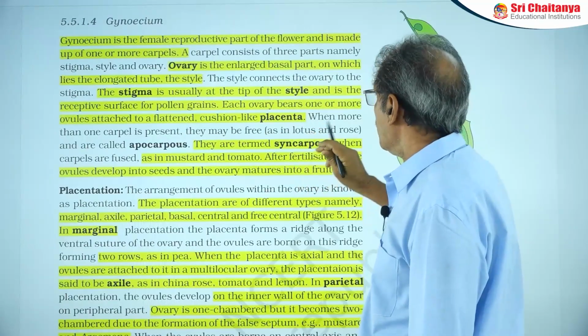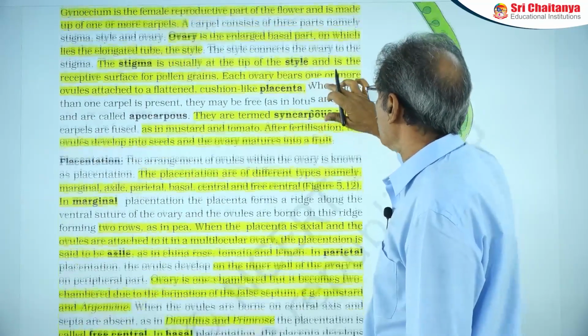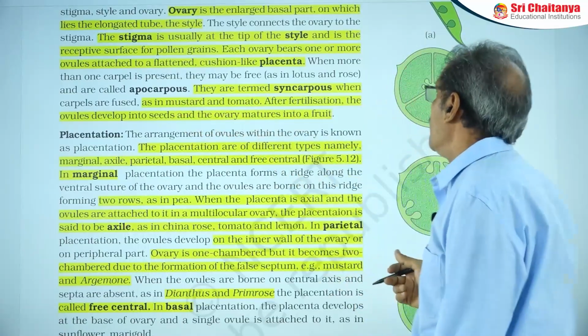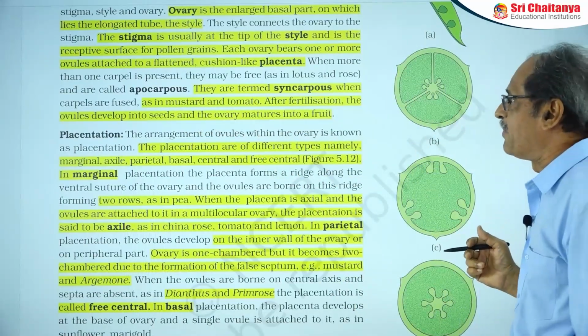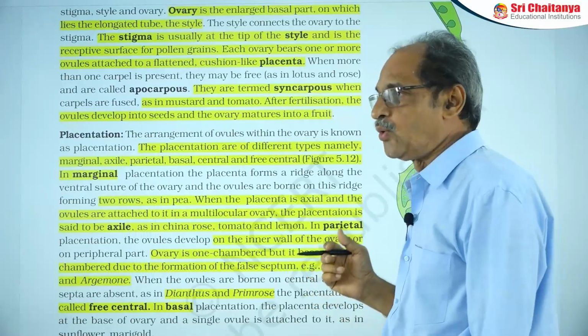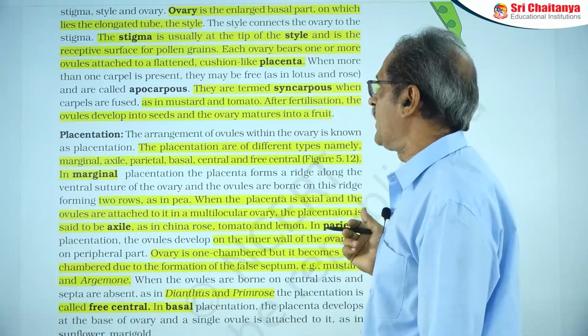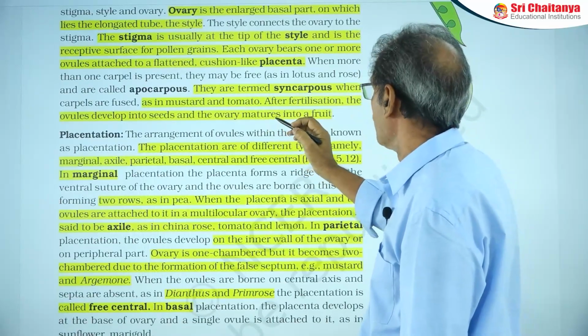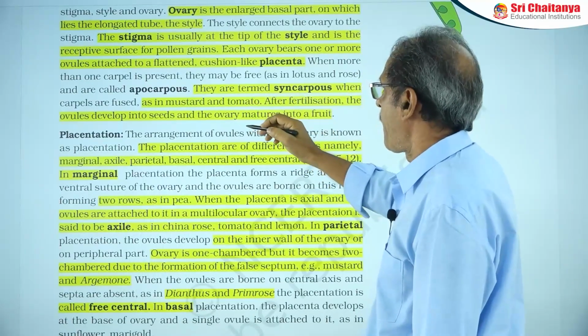But here the carpel union is of 2 types. First one is apocarpous. Apocarpous means the carpels are completely free. They do not fuse with each other. So each carpel has its own ovary, its own style and its own stigma. That condition, apocarpous, is a primitive condition.